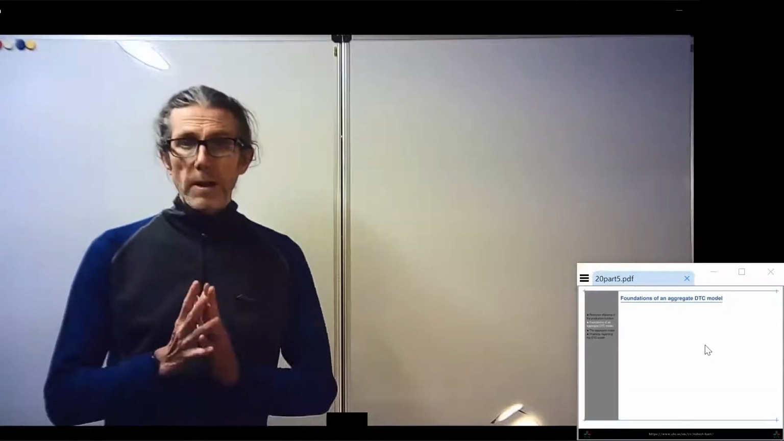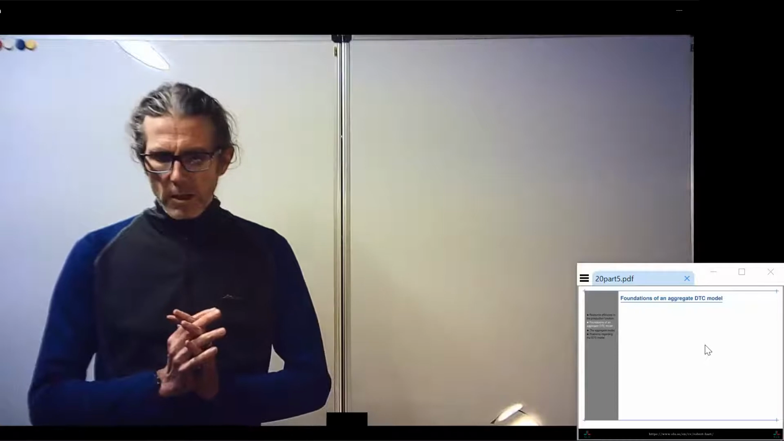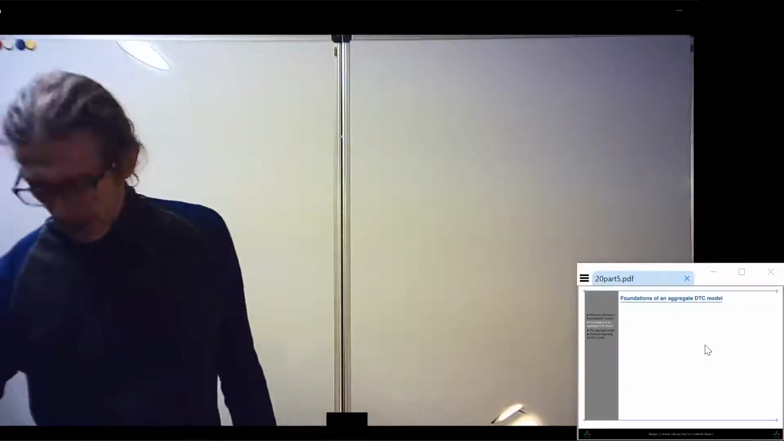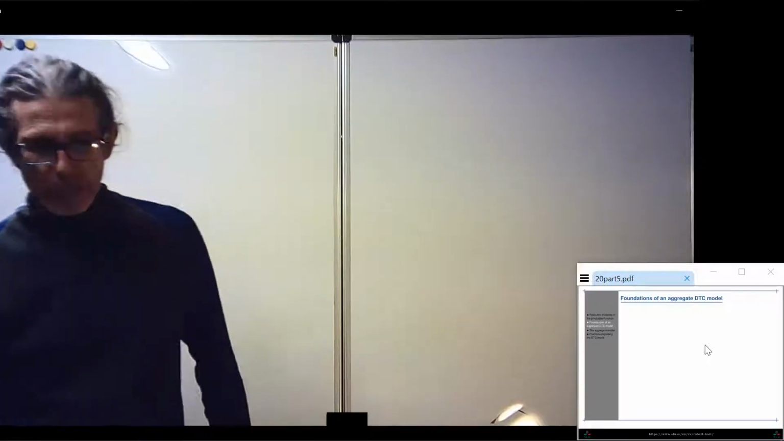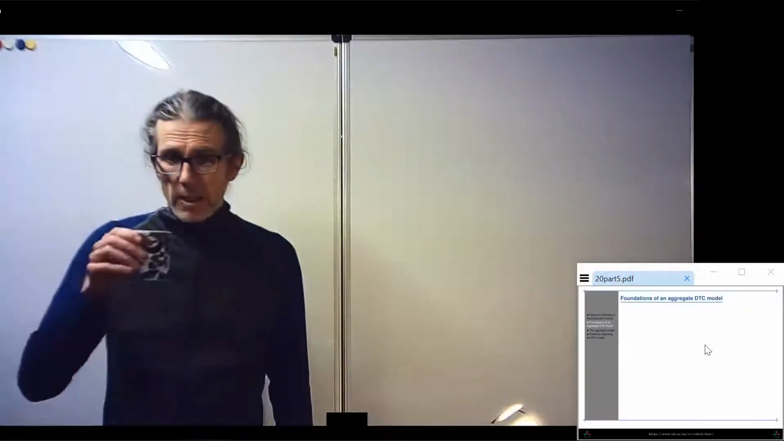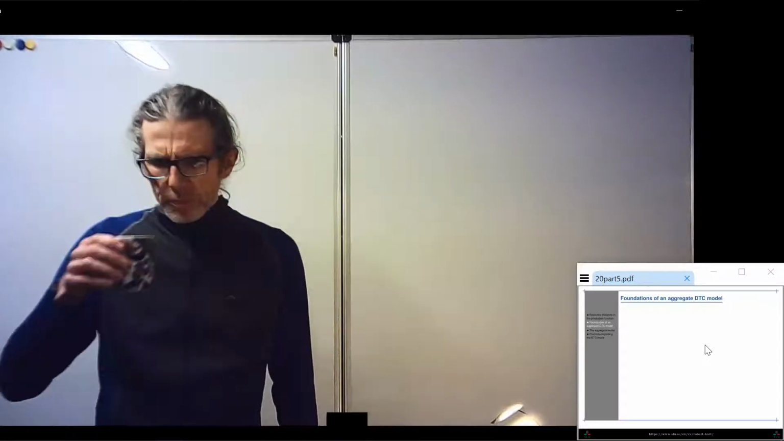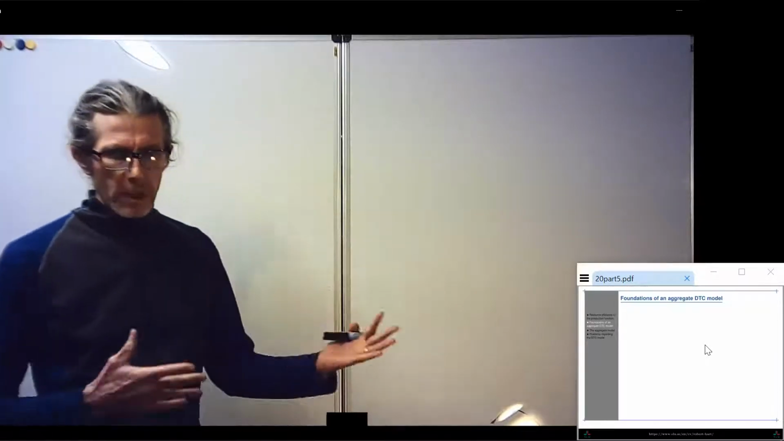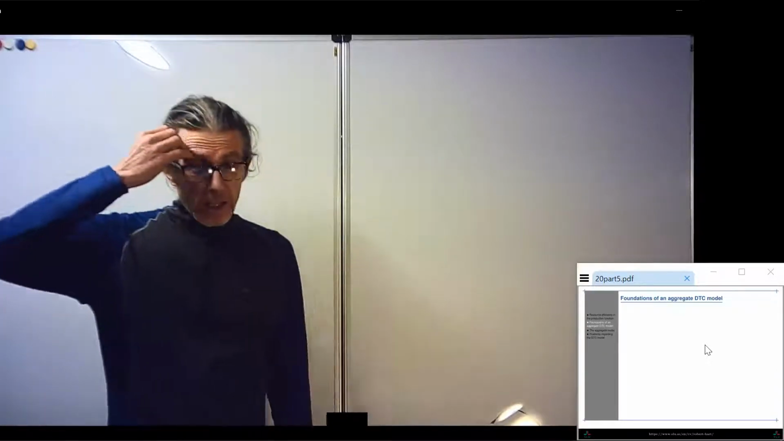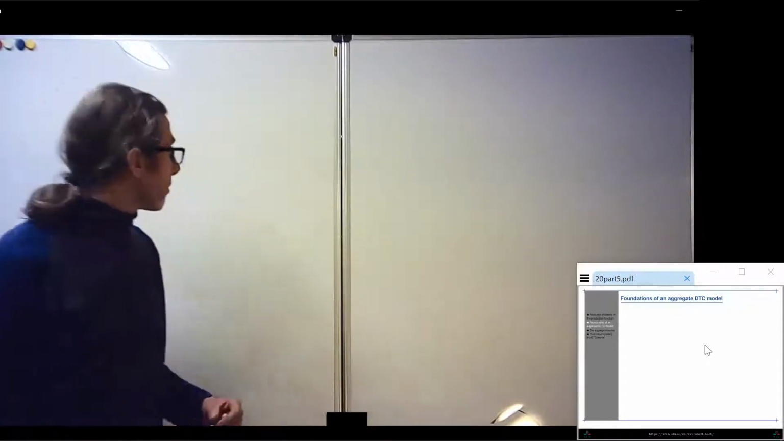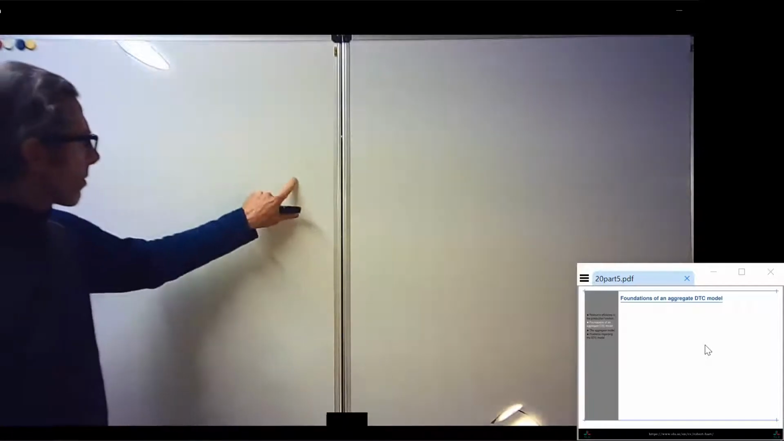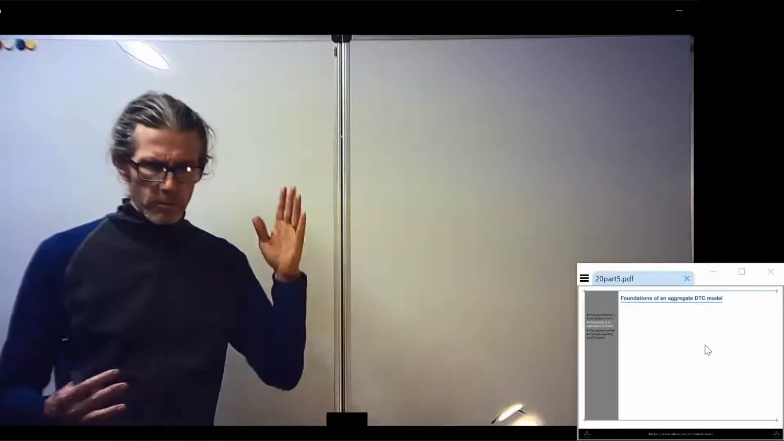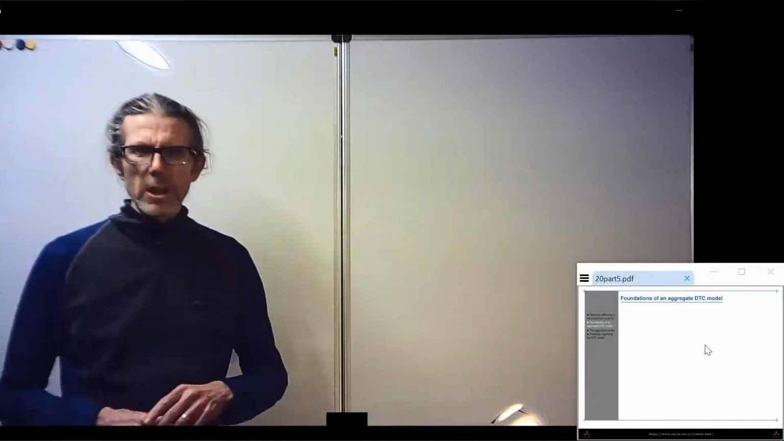Foundations of an aggregate DTC model. So we've gone through some of the intuition for directed technological change. Basically, what did we really get out of those toy models with the trees washing up on the beach and stuff?